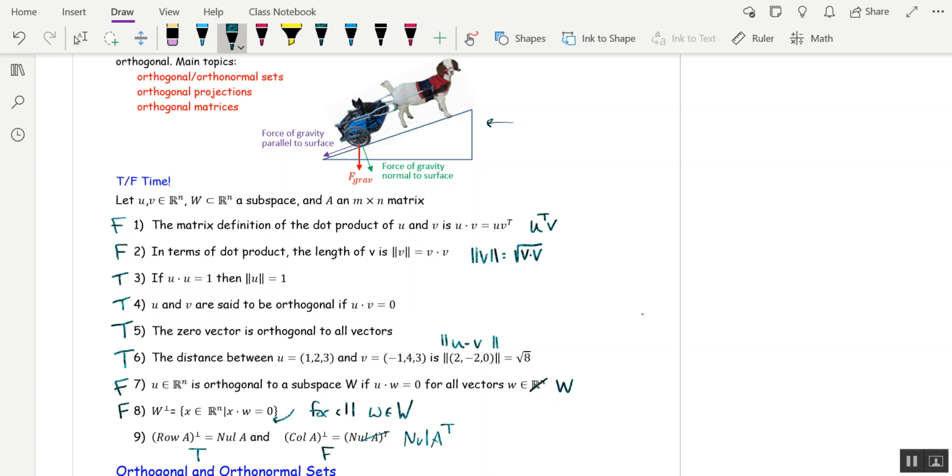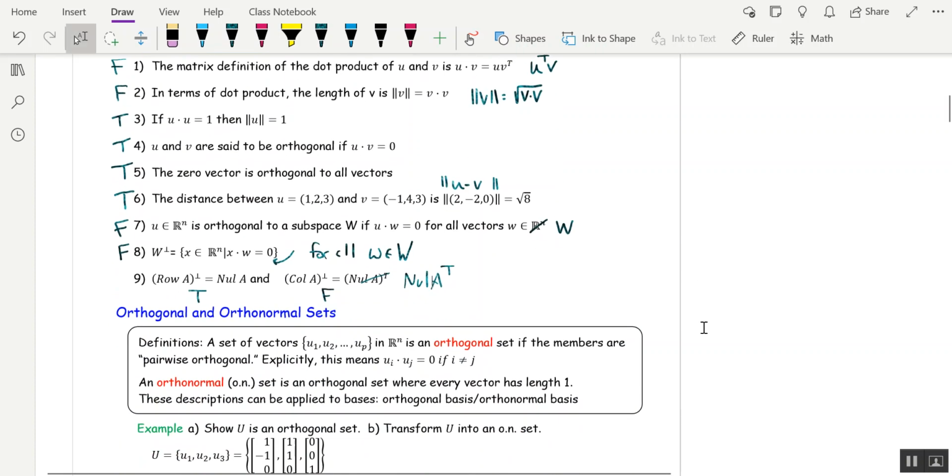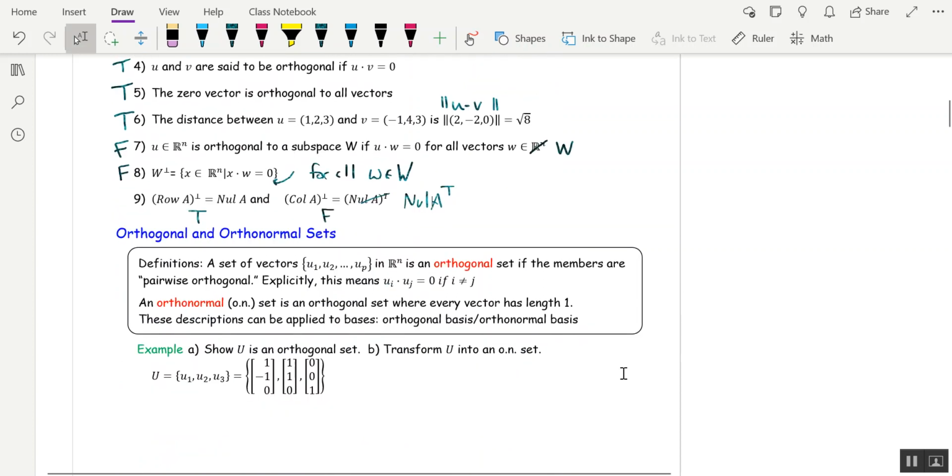Okay, so let's talk about orthogonal and orthonormal sets. A set of vectors is orthogonal if each vector dots to 0 with the other vectors. So we say that they're pairwise orthogonal. And it's orthonormal, which I abbreviate ON, if the set is both orthogonal and all the vectors have length 1.